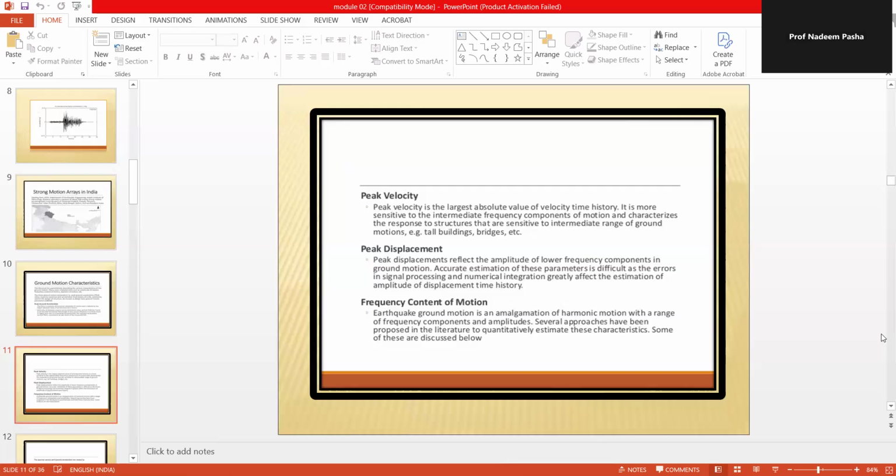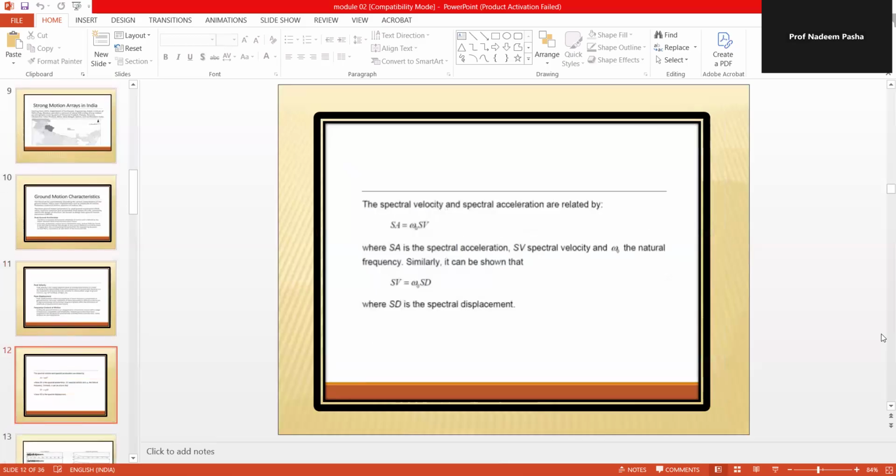Frequency content of motion. Earthquake ground motion is an amalgamation of harmonic motion with a range of frequency component and amplitude. Several approaches have been proposed in the literature to quantitatively estimate these characteristics. Some of these are discussed below. The spectral acceleration and spectral velocity are related by SA = omega naught times SV, where SA is the spectral acceleration, SV is the spectral velocity, and omega naught the natural frequency. Similarly, it can be shown that SV = omega naught times SD, where SD is the spectral displacement.